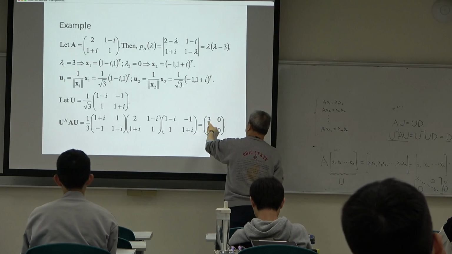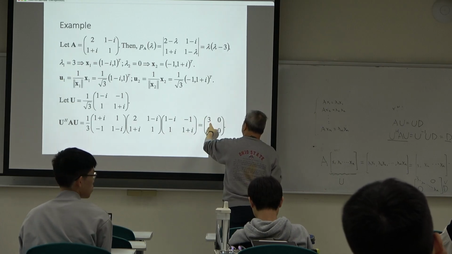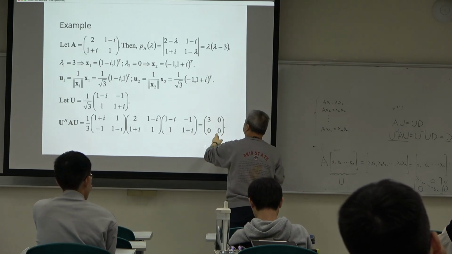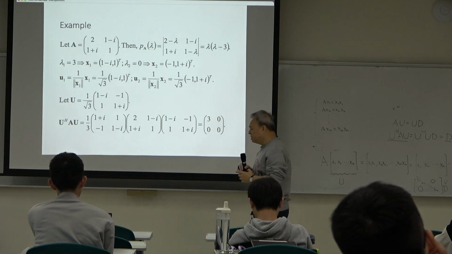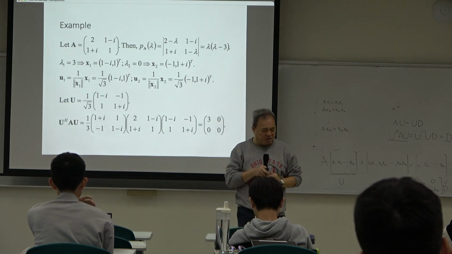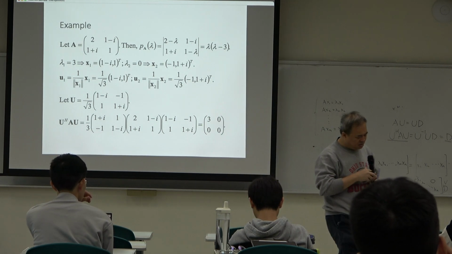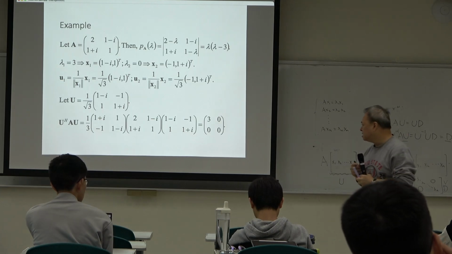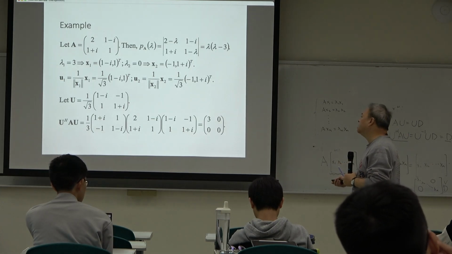The diagonal element, the first one is lambda 1. The second element is lambda 2. So 3, 0. Okay, you can verify this by yourself, basically just what we did.